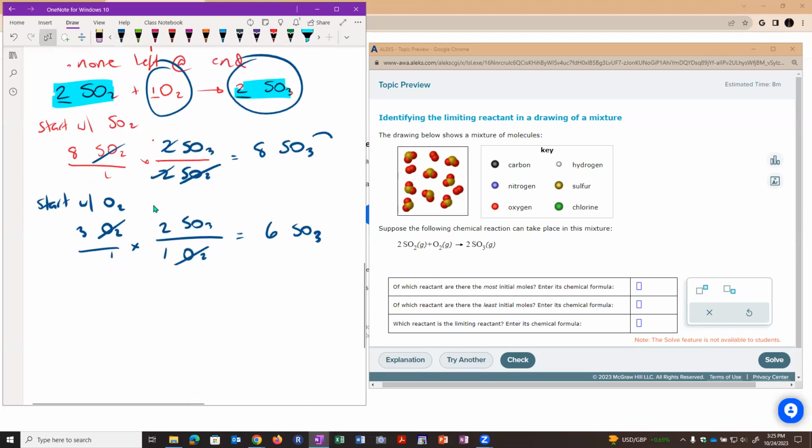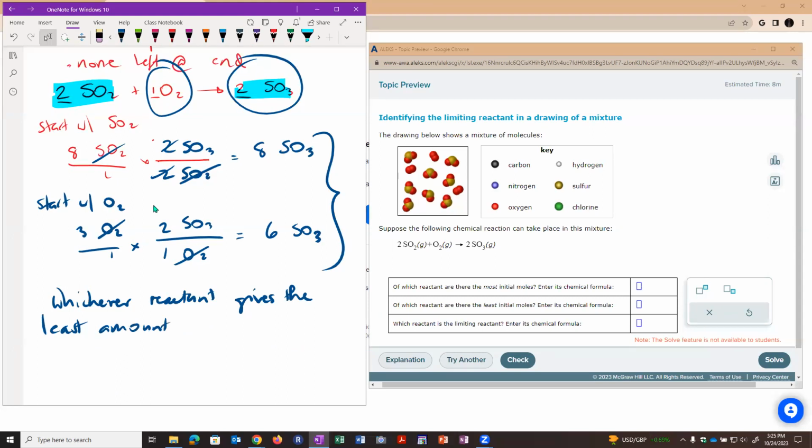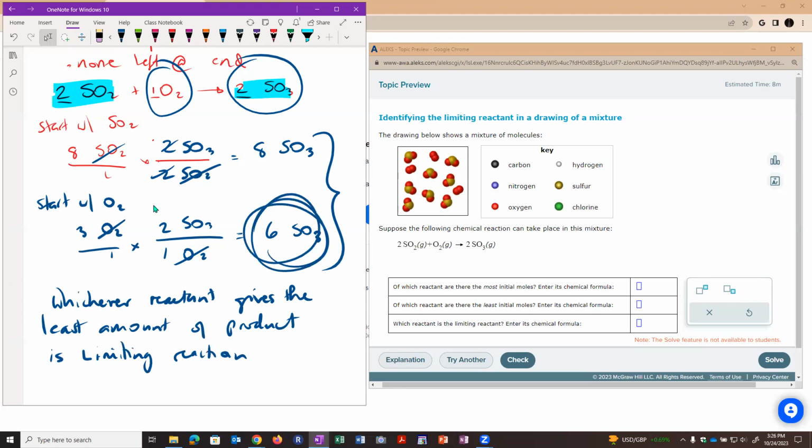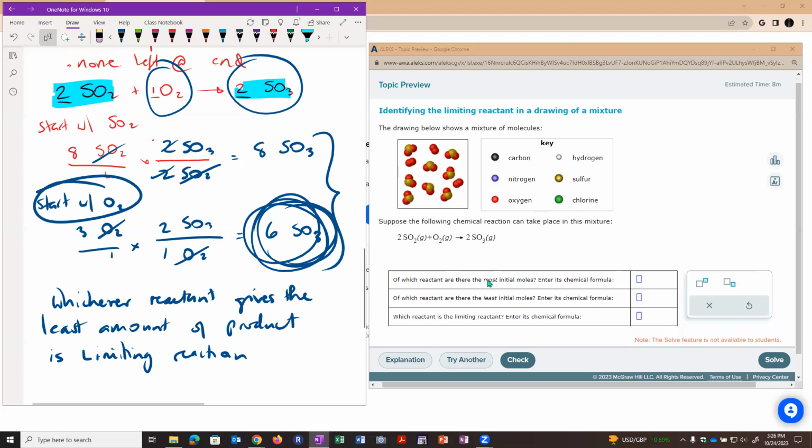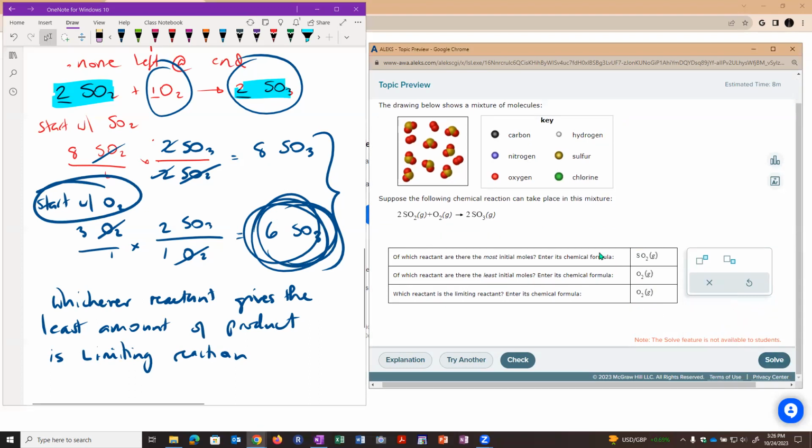The way that we interpret this is whichever reactant gives you the least amount of product, that reactant is the limiting reactant. All right, so in this case, we did a simple calculation involving stoichiometry to figure out which, 8 versus 6, which one is the smaller number? Obviously, 6 is a smaller number. Which reactant gave me the 6? It's the O2. So the O2 there is going to be the limiting reactant.